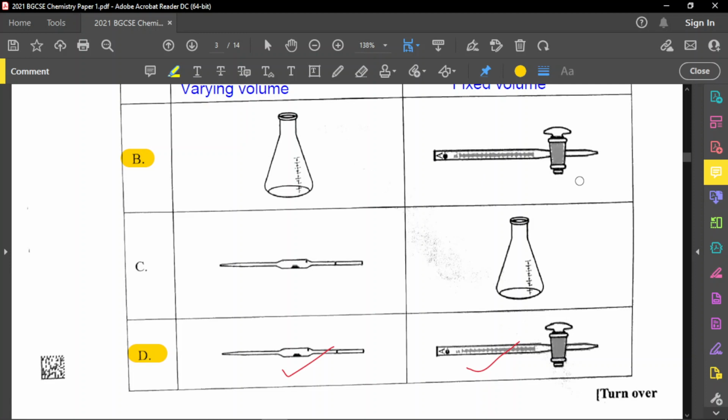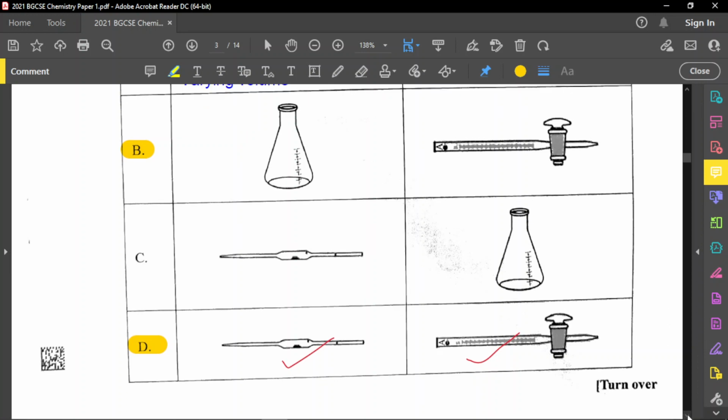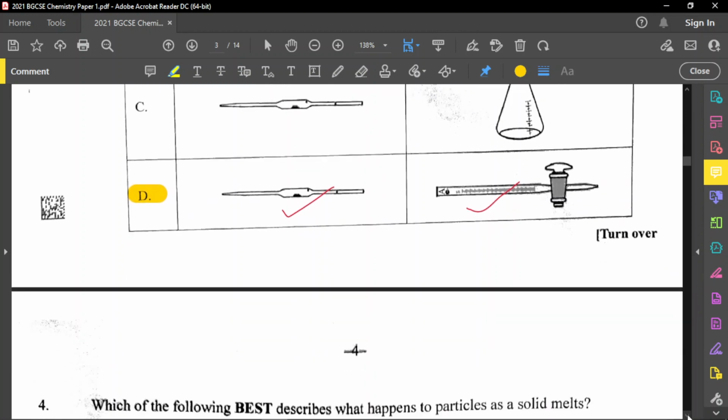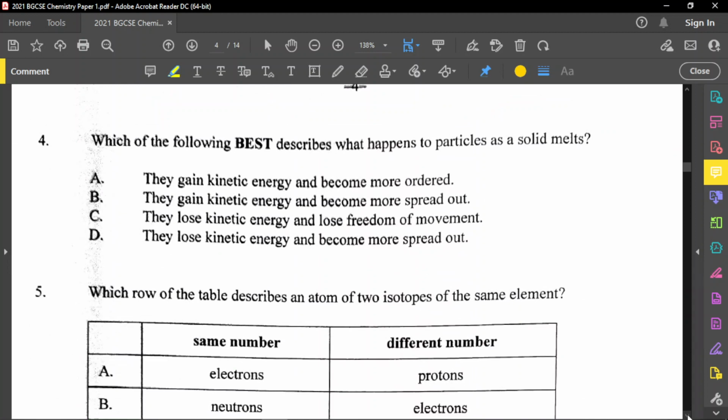All right, so let's jump into the next question. But I said option D would be my first choice. Again, they also gave option B as another option, so you have two options there. And understand the logic behind that, which makes sense because the conical flask can also be used to measure a set volume of solution.